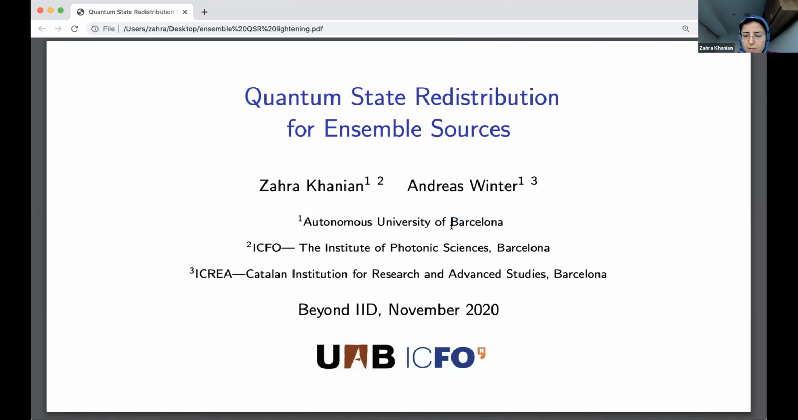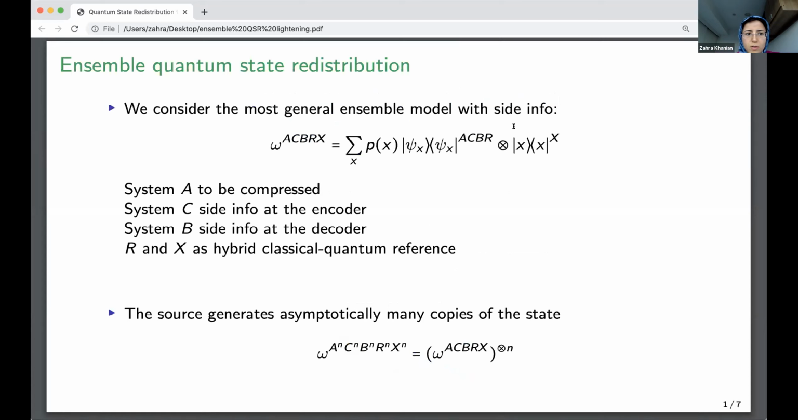Go for it. Okay, so I'm going to talk about quantum state redistribution for ensemble sources, which is a joint work with Andreas Winter in Barcelona. So we consider a source which comes from an ensemble, in contrast to the conventional quantum state redistribution, where the source is a purified source between the parties and a purifying reference system. Here we consider an ensemble.